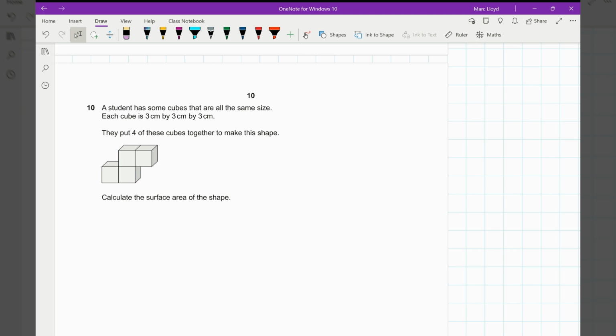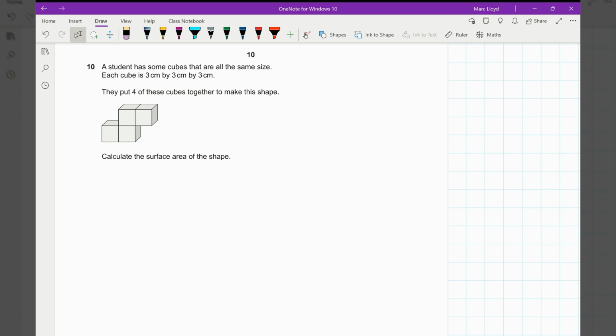Question 10. So a student has some cubes that are all the same size. They're 3 by 3 by 3. They put 4 of these cubes together to make the shape, calculate the surface area. So we want to know the area of all of the faces. So we've got, I'm going to call this the front, we'll call that F. We've got the side elevation, and then we've got the plan view, which is coming from the top.